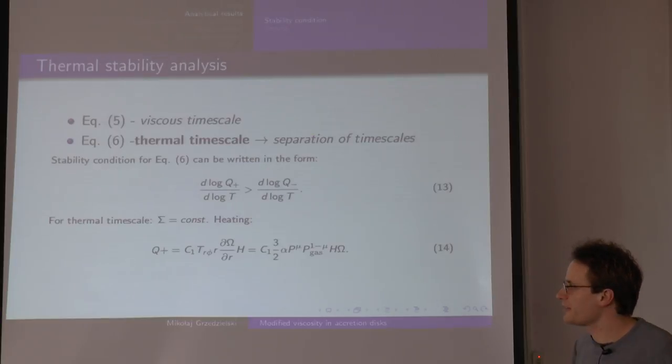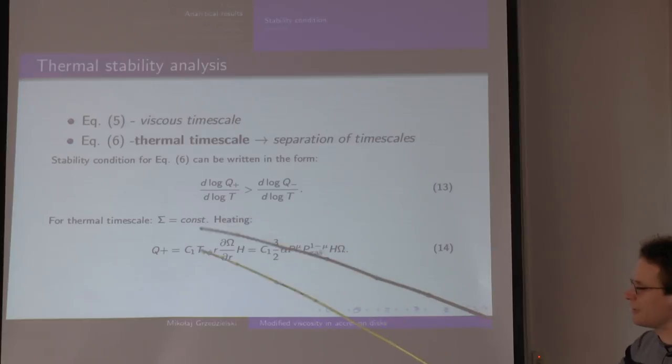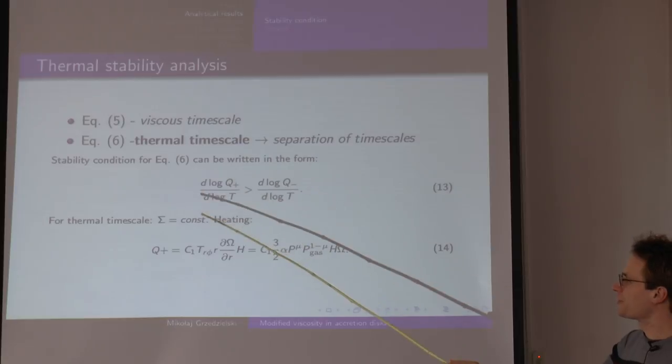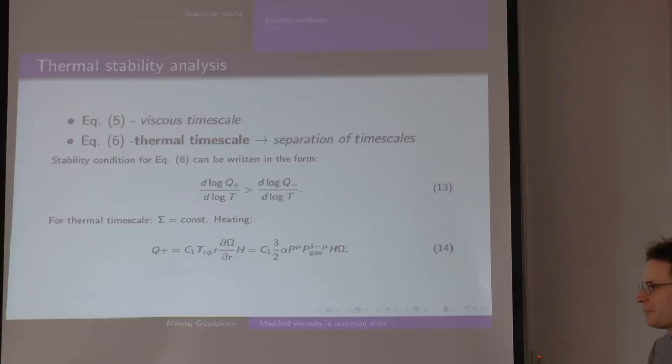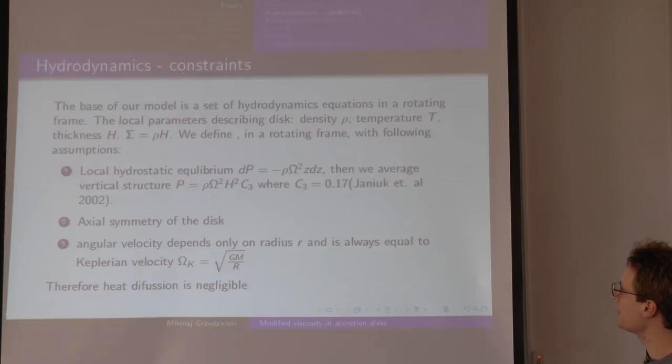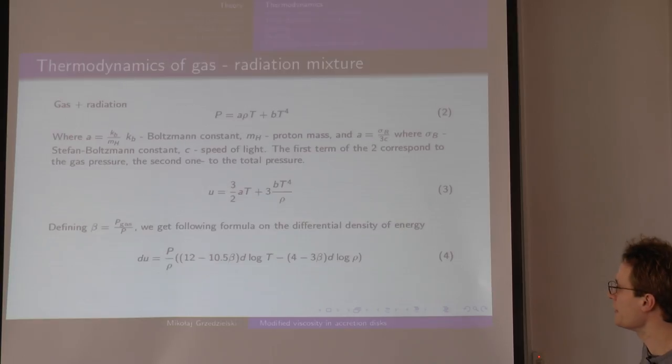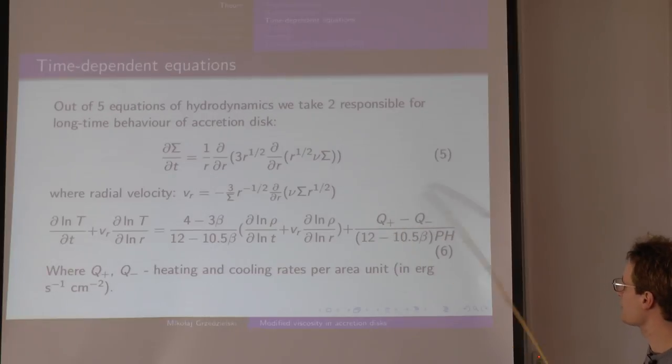And now something about analytical results. We can remind ourselves of the heat, the energy equation. In those equations we have the term Q plus minus Q minus, divided by a term connected with the specific heat. This term is always positive. So in general, this equation has a stable solution if Q plus grows with T slower than Q minus. If the cooling prevails over heating, this equation has a stable solution, and the disk is thermally stable. If not, the disk is thermally unstable.